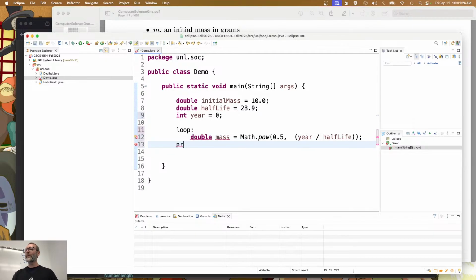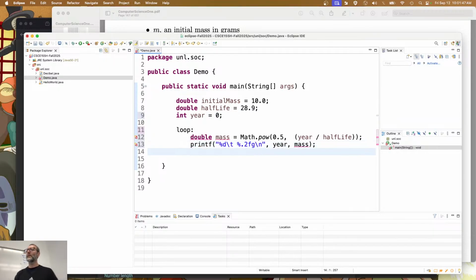And printf, the year, which is going to be %d, and then I'll tab over, and then this will be %f, but I'll only go out to 2 decimal places here, and then I'll say grams, g, right? And then end line. And this will be the year and the mass.